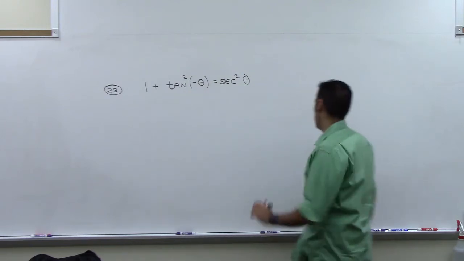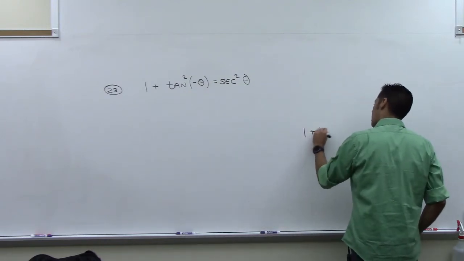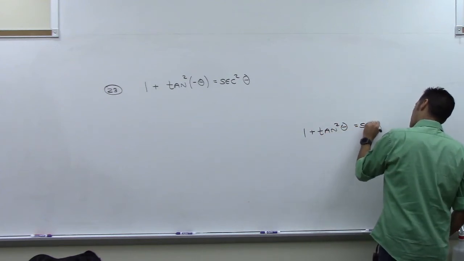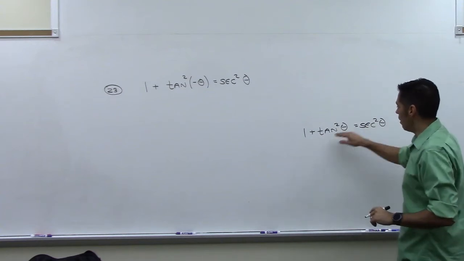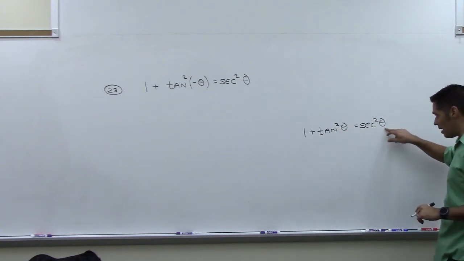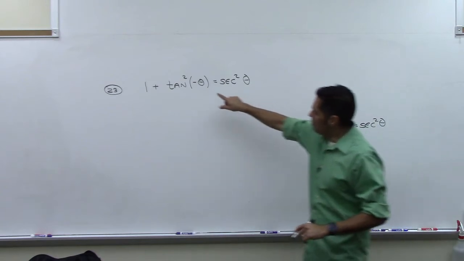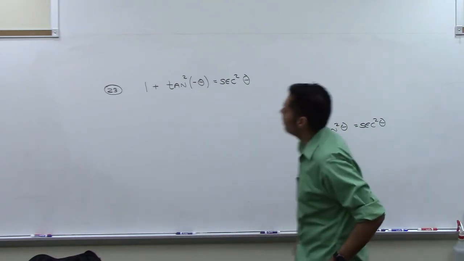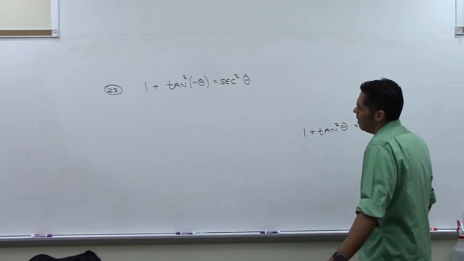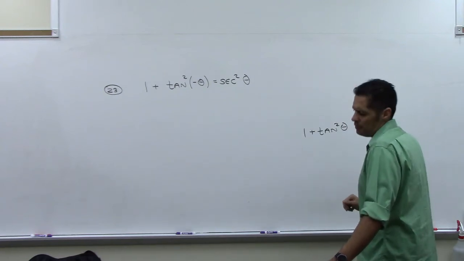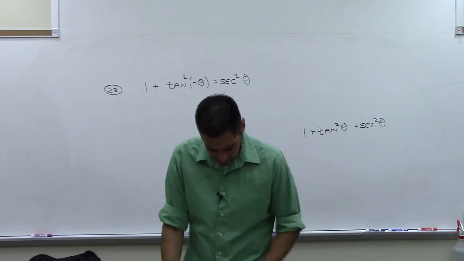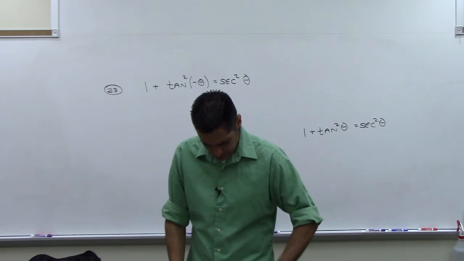When I look at this, I'm already thinking that we have an identity that actually says that 1 plus tangent squared theta is equal to secant squared theta. But here we have negative theta, right? Let me make sure I wrote that down right. Yeah, we have negative theta instead of positive theta. So what we need to do is go back to the even and odd properties. Let's see if I can look this up for you real quick.